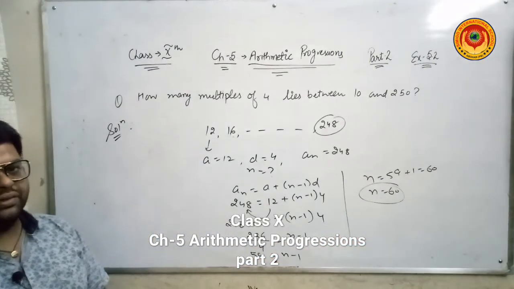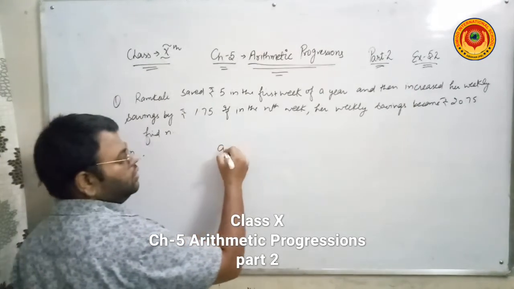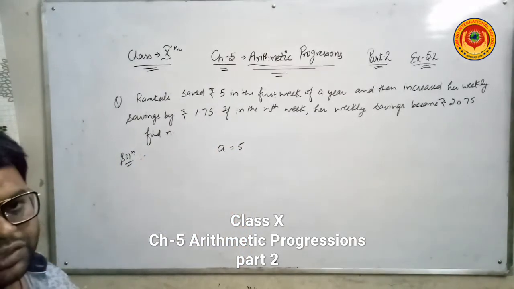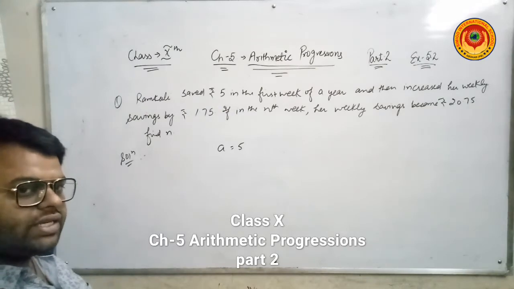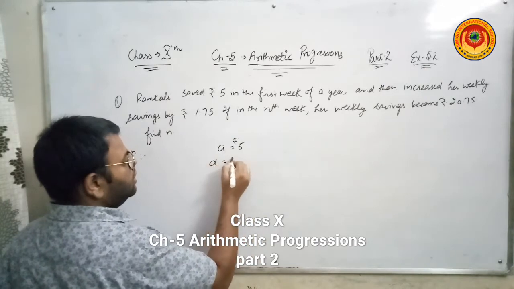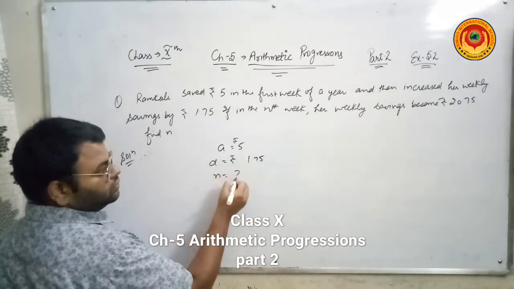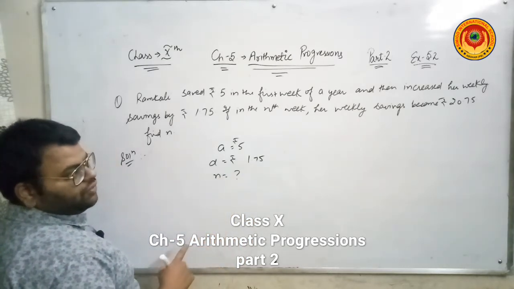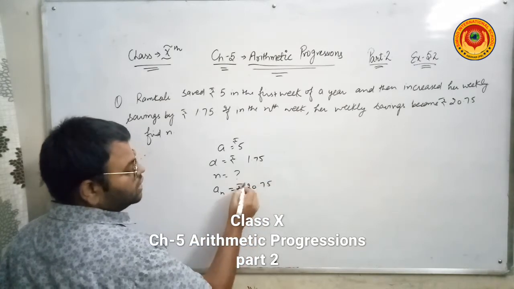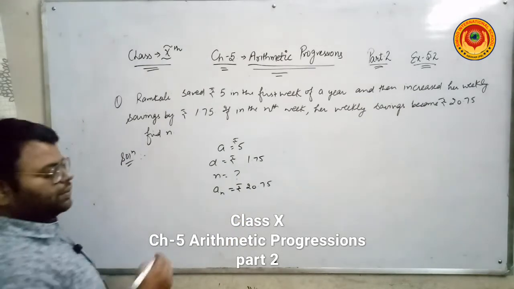So now next question. Question is Ramkali saved ₹5 in the first week of a year. That means your A is 5. And then she increases her weekly saving by ₹1.75. How much does it increase every week? ₹1.75. You can put rupees also. So D is ₹1.75. In the nth week, her weekly saving becomes ₹20.75. Means in the end she has collected ₹20.75. Find n, means in how many weeks.